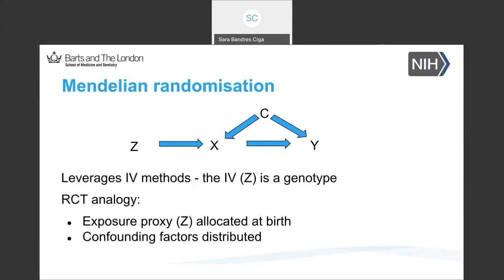Mendelian randomization is a very specific form of instrumental variable analysis in which Z is the genotype, right? So a SNP that predicts a change in serum cholesterol can be used to estimate how serum cholesterol affects your risk of cancer. And the RCT analogy holds: it's an exposure allocated at birth, present throughout life, and the confounding factors, genetic and non-genetic, are evenly distributed.